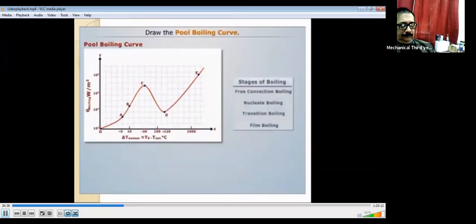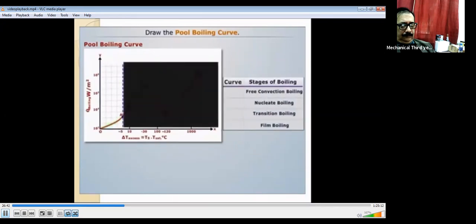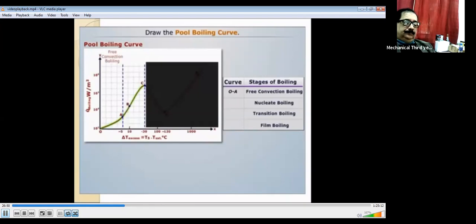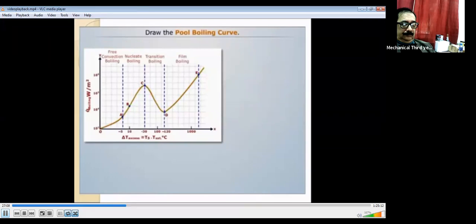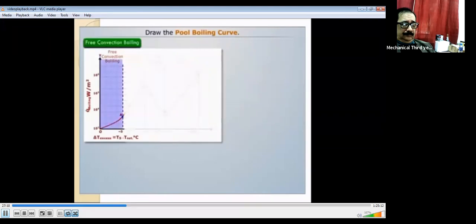Here, curve OA represents the stage free convection boiling. Curve ABC represents the stage nucleate boiling. Curve C represents the stage transition boiling. And curve D represents the stage film boiling. Now let's understand each section of the curve one by one. Let's discuss curve OA, which represents the stage free convection boiling.